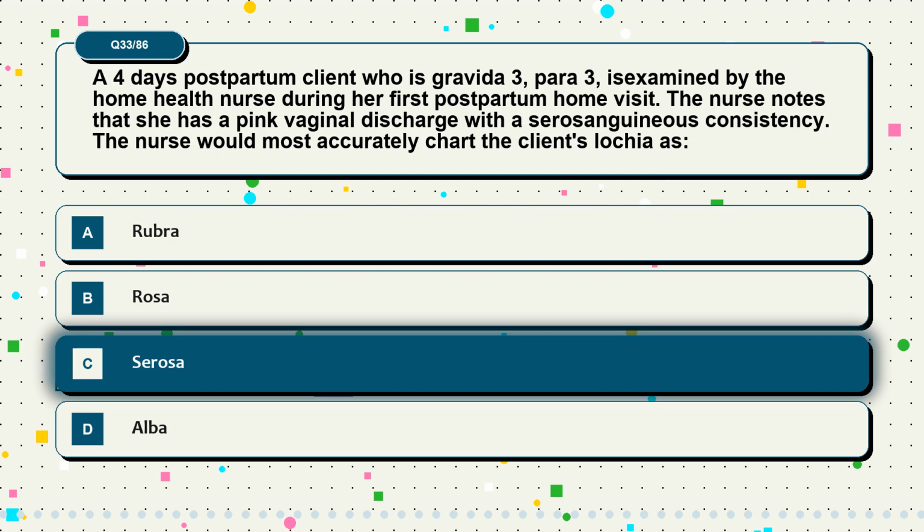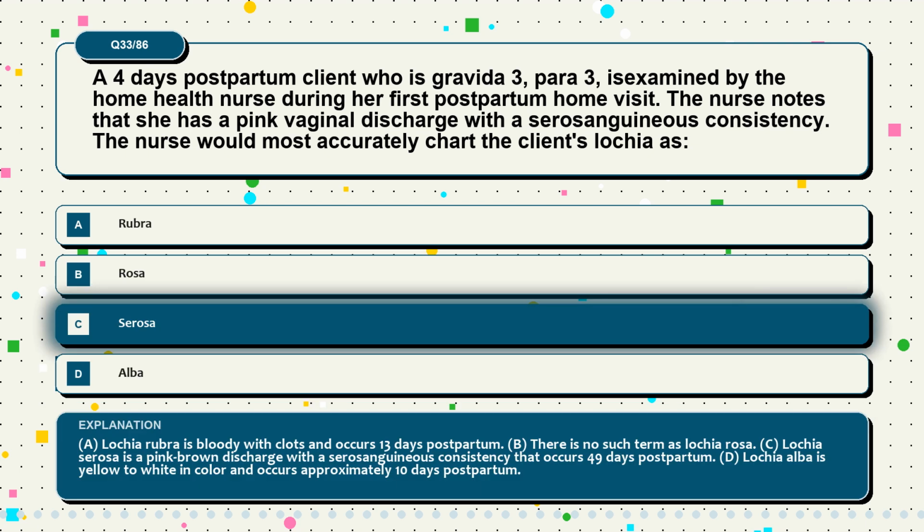The correct answer is option C, serosa. A. Lochia rubra is bloody with clots and occurs 1 to 3 days postpartum. B. There is no such term as lochia rosa. C. Lochia serosa is a pink-brown discharge with a serosanguineous consistency that occurs 4 to 9 days postpartum. D. Lochia alba is yellow to white in color and occurs approximately 10 days postpartum.